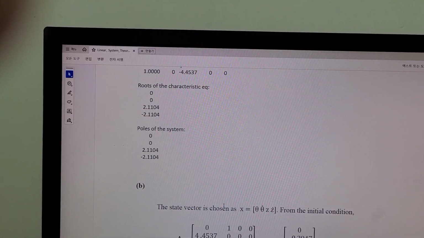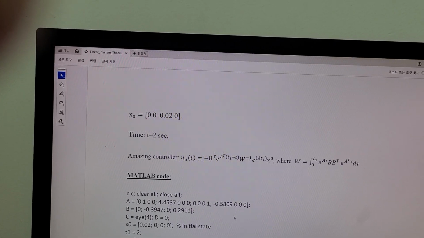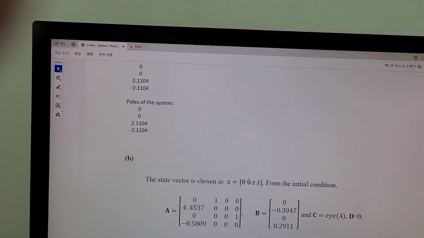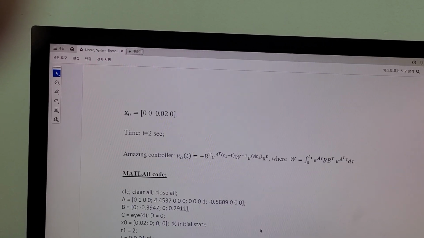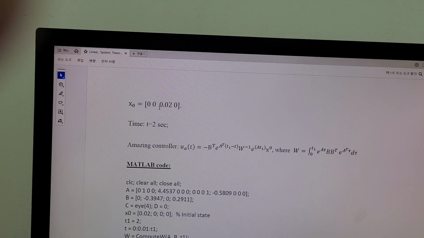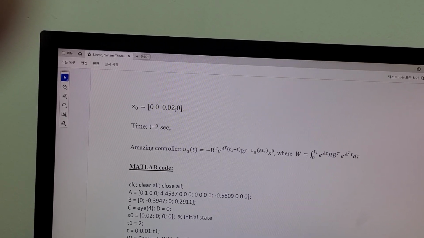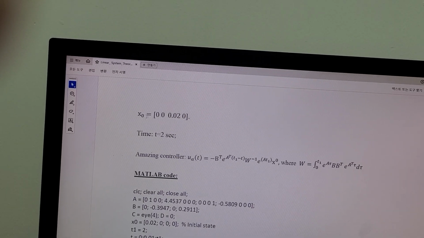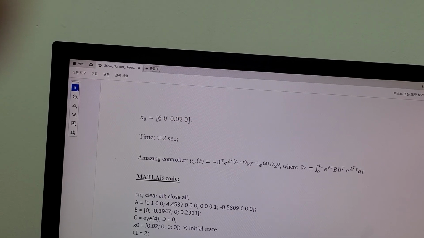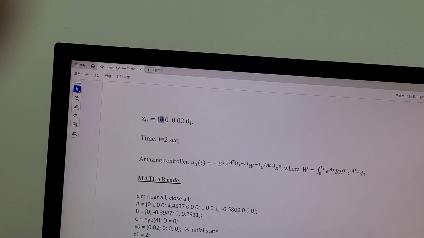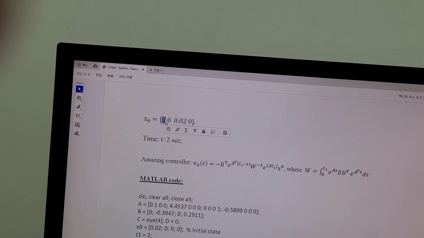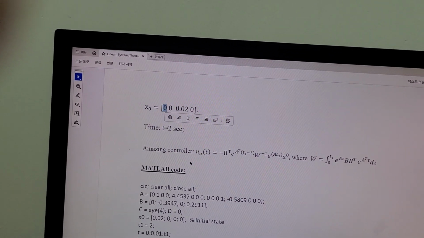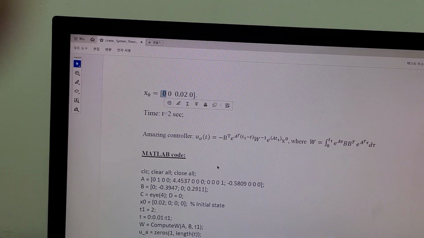Now coming to part B of the question, we have the state vector theta, theta dot, z and z dot with the initial condition. This is the initial condition over here. Here in this case this is not equal to 0.02; basically this is x naught equal to 0.02, so this is a small typing mistake. The initial condition for theta is equal to 0.02 radians.